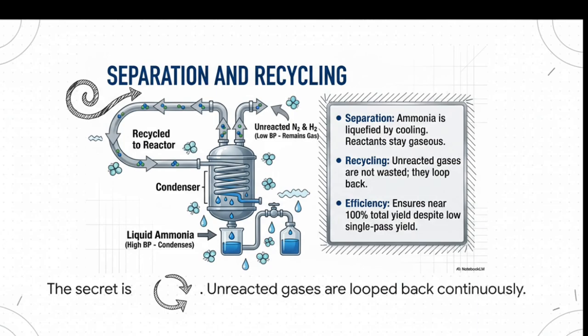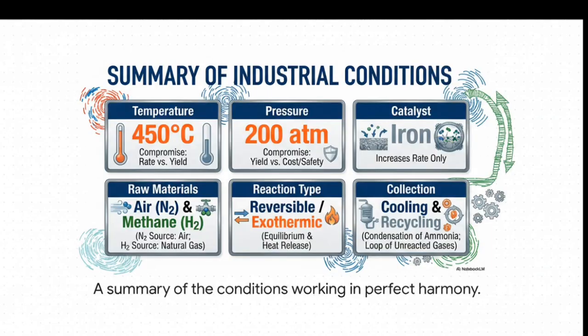You pull out that 15% that turned into liquid ammonia, but the other 85% of gas that didn't react, you just loop it right back around to the beginning to take another trip through the reactor, and again and again. By never throwing anything away, you eventually convert pretty much 100% of your starting ingredients into the final product. The yield per pass is low, but the overall yield is nearly perfect. It's just genius.